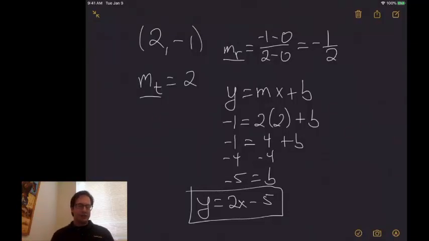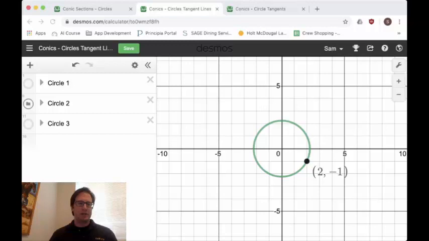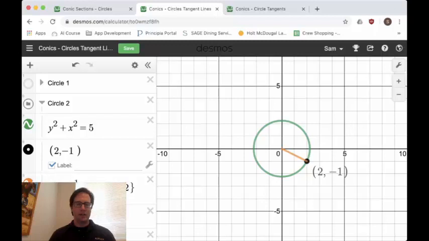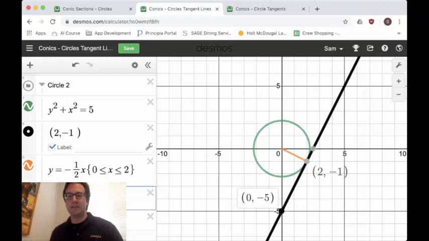But we could have gotten there as well using point-slope form. So let's look at what this looked like on the graph. And we'll see our equation, our radius, and our tangent line. And we can see that our tangent line does indeed have this y-intercept at negative 5. So that is one more example of how to find the equation for a tangent line of a circle.